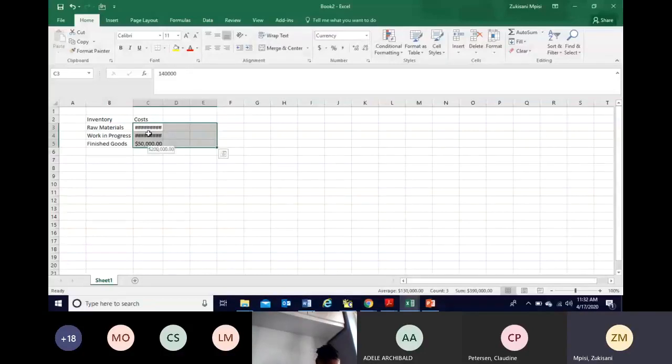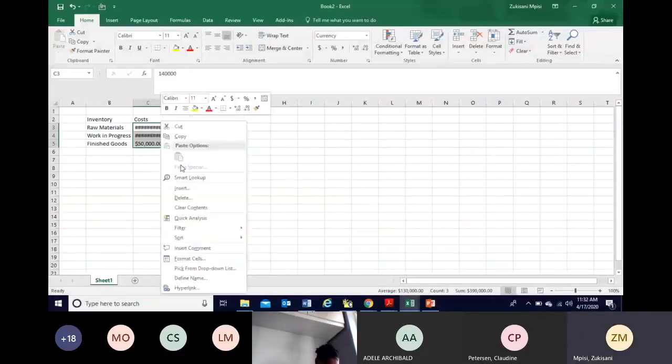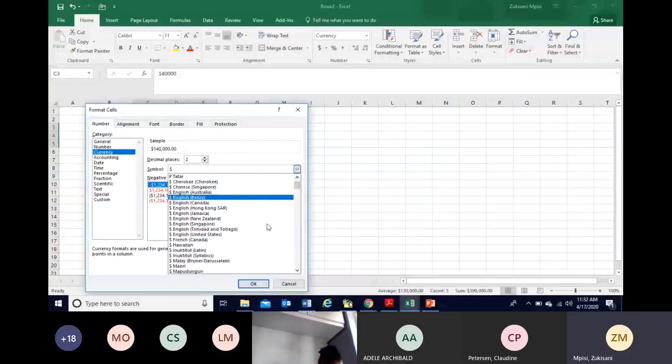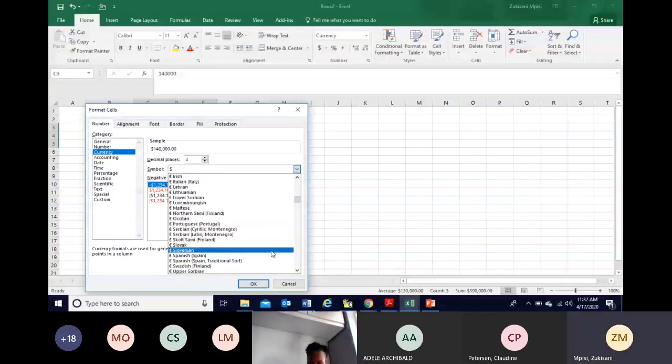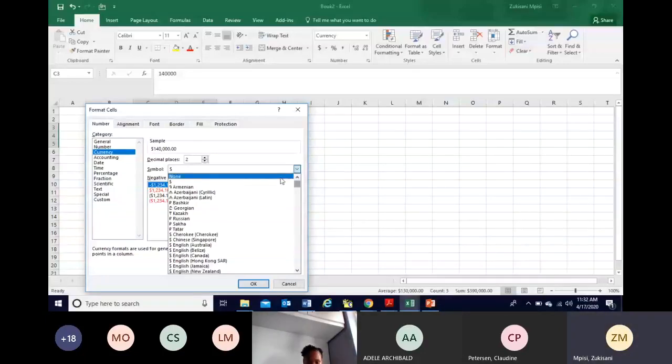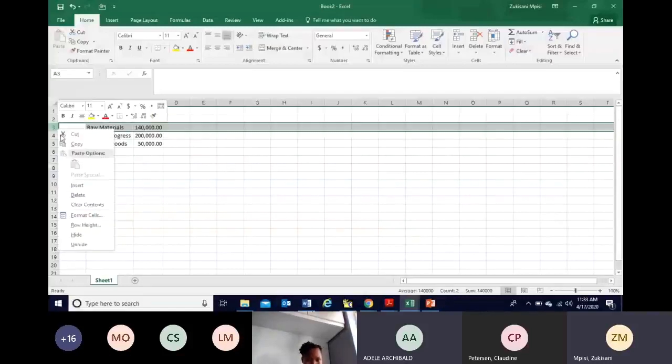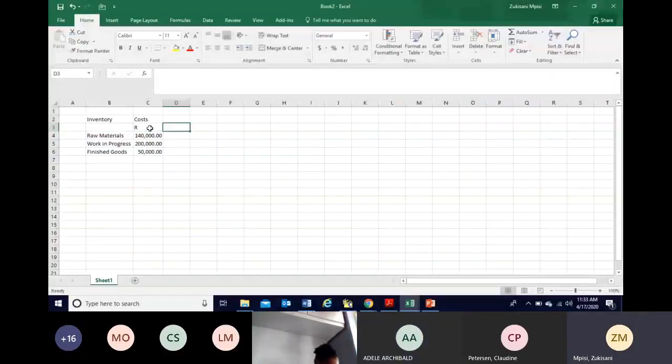I just want to quickly format my cells in terms of the currency that we're using, the South African currency and not the dollars. You can just bear with me. Right. So those are your costs represented by rands.